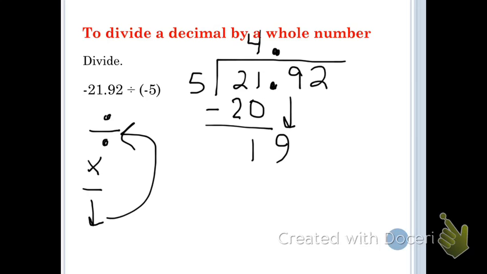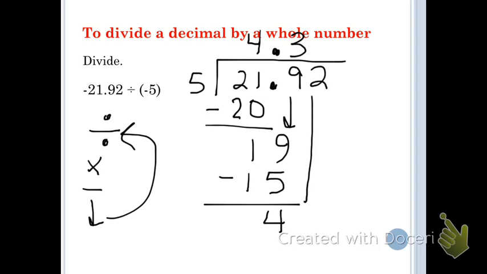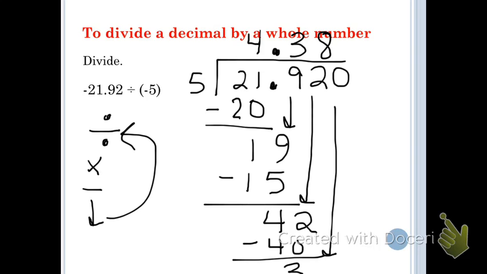Go back up and divide. 5 goes into 19 3 times. 3 times 5 is 15. I subtract and get 4. Now I'm going to bring down my 2. 5 goes into 42 8 times. 8 times 5 is 40. When I subtract, I get 2, which means I'm going to have to add a 0 and bring it down.